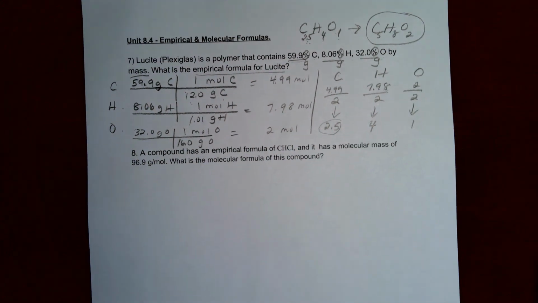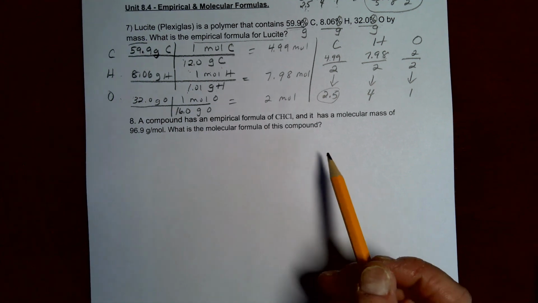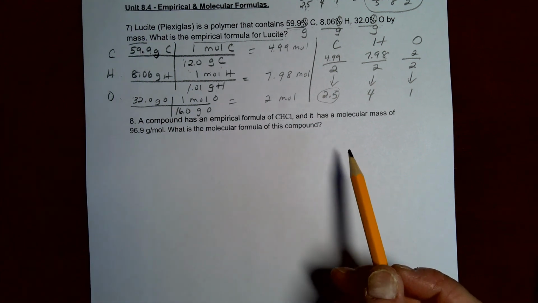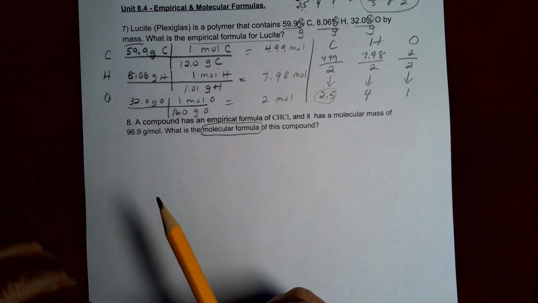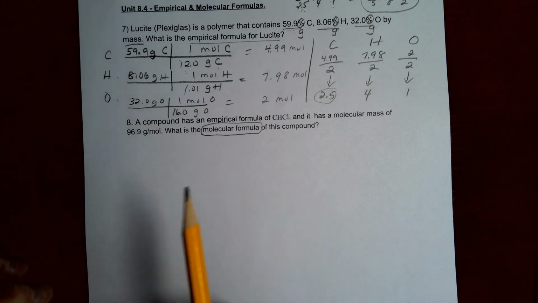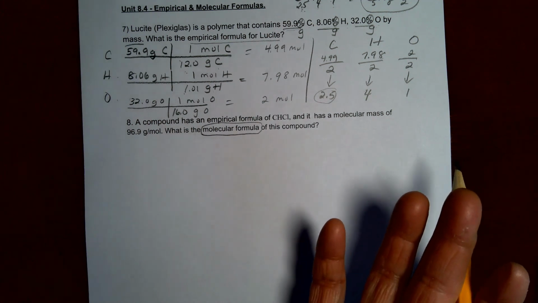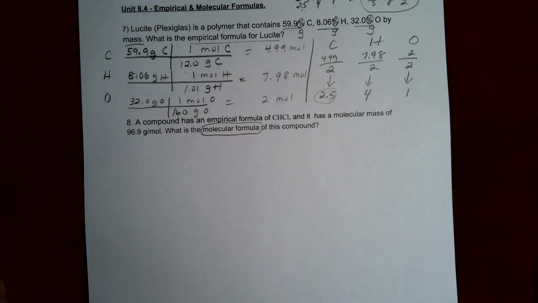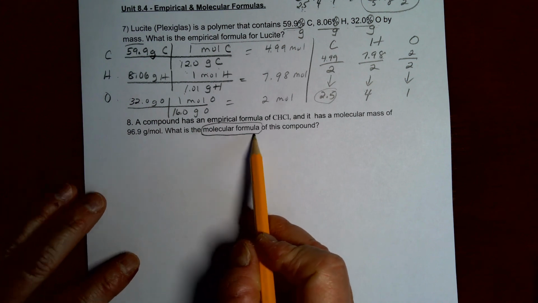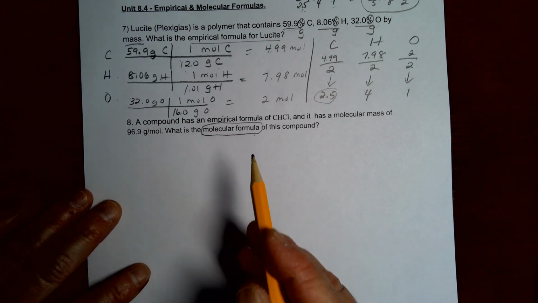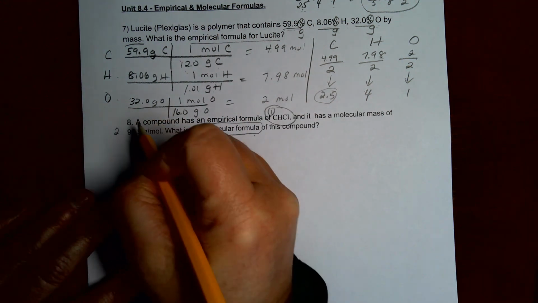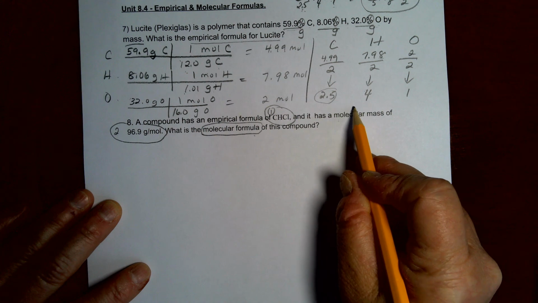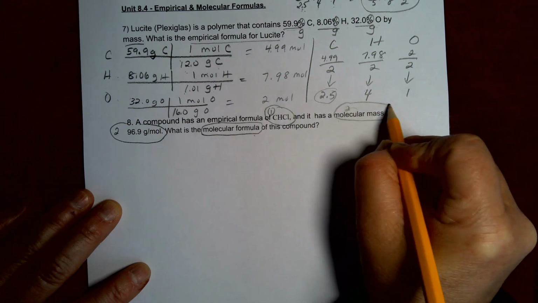All right, the next step for moving on from empirical formulas is if you are being asked to find the molecular formula, right? Because the molecular formula could be the empirical formula. Like the molecular formula might already be the lowest reduced ratio, but sometimes it's not. And so to find the molecular formula, you have to have two things. Number one, you have to be given the empirical formula. And number two, you have to be given the molecular mass.